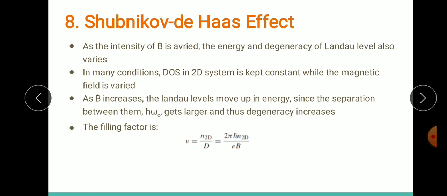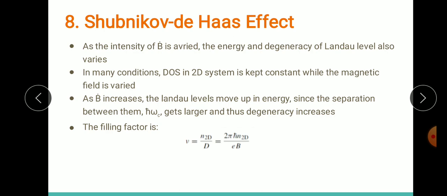But as B increases, the Landau levels move higher and higher up in energy because these separations are quantized, right? Each energy level is a multiple of h omega c, and the degeneracy also increases. As the energy level increases, degeneracy also increases. The filling factor in each energy level is defined by this equation, V. It's nothing but your density of states divided by D.